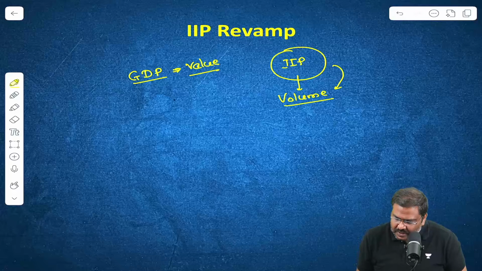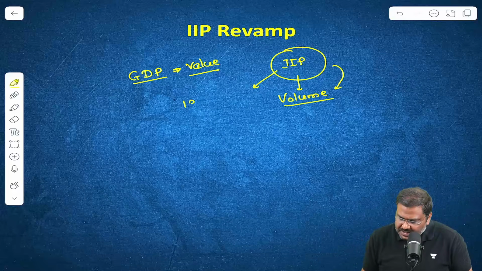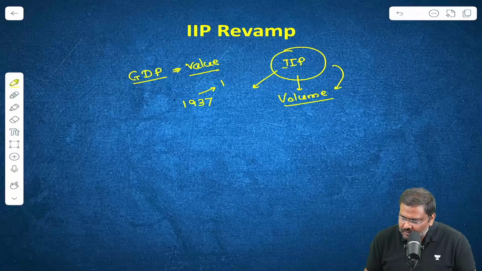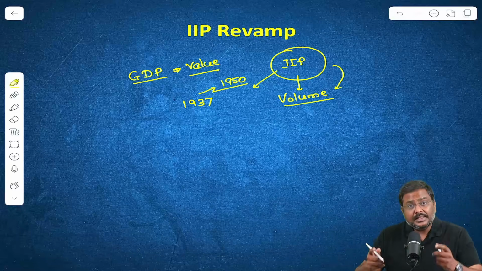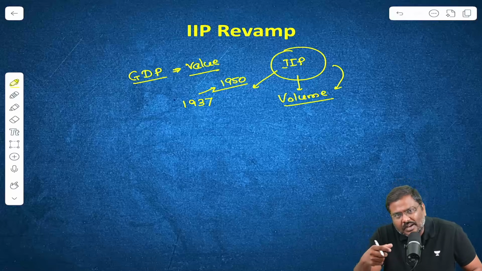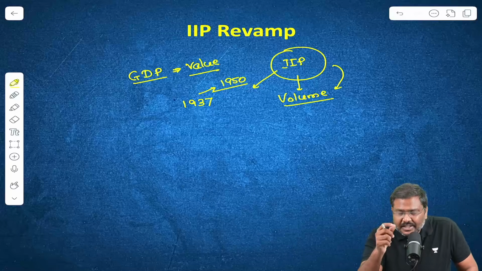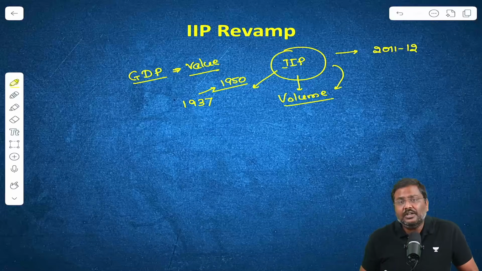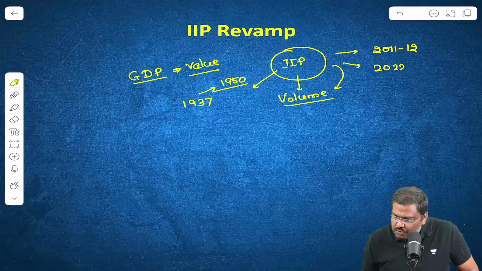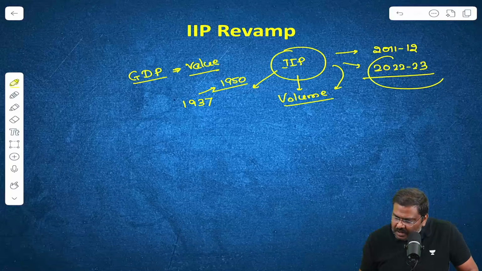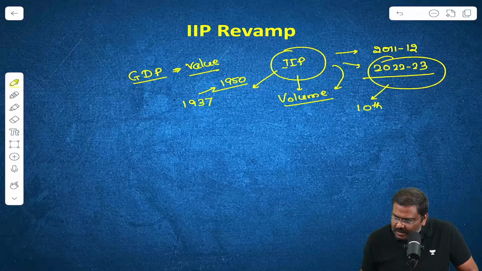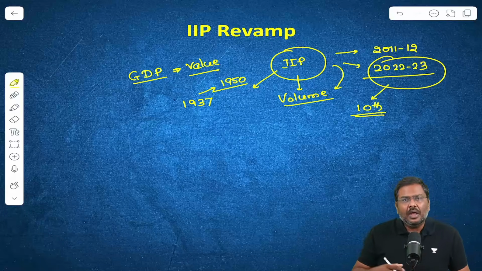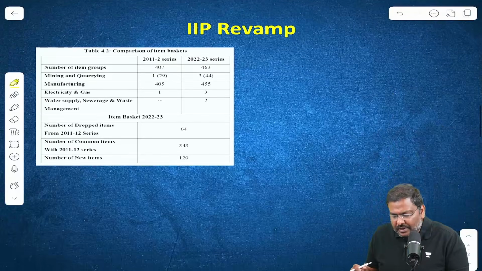Now, for the first time, when the IIP was published, the base year that was used was 1937, and we started publishing IIP from the year 1950. And since then, the base year has been revised multiple times. And the latest one, wherein the base year has been revised from 2011-12 to 2022-23. This particular revision will be the 10th in line, the revision of base year for index of industrial production. Now, the IIP is published for every month.